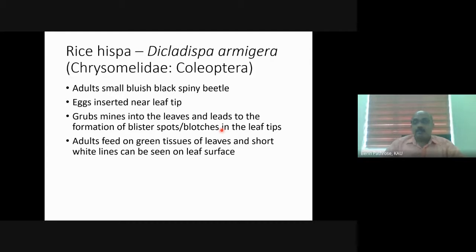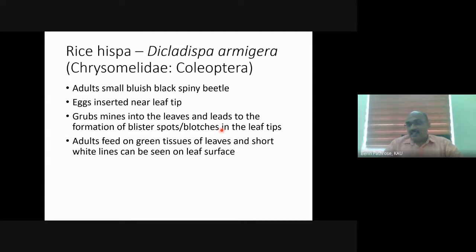The first minor pests are two coleopteran pests. They are considered as minor, but sometimes they can become serious in certain regions of the country. One such pest is rice hispa, Dicladispa armigera, belonging to the family Chrysomelidae of Coleoptera.